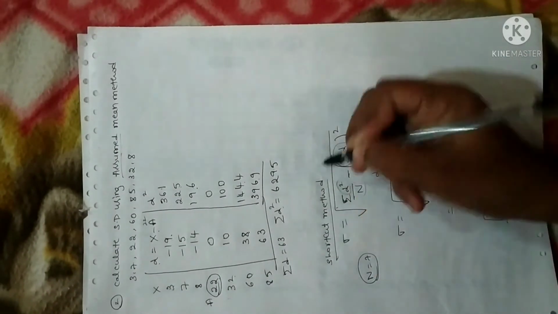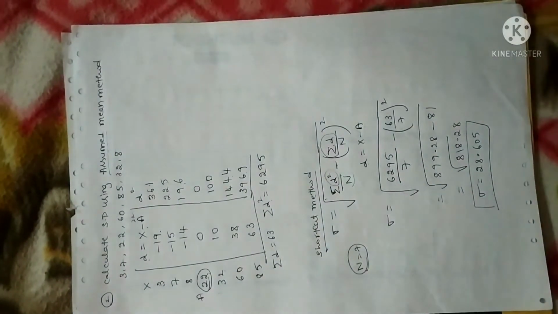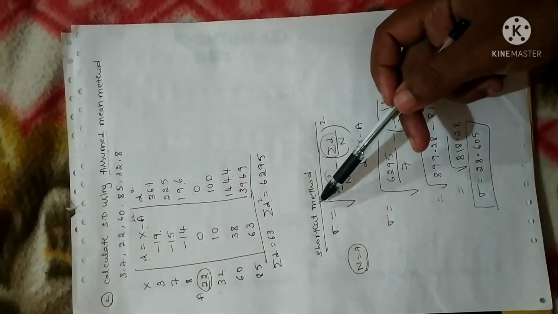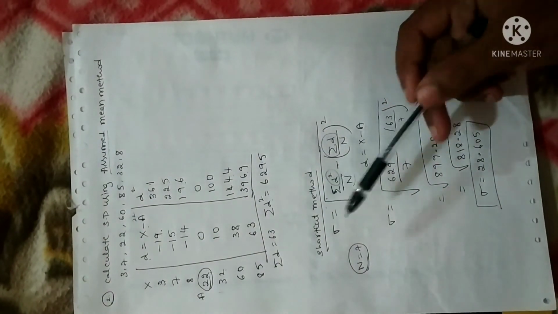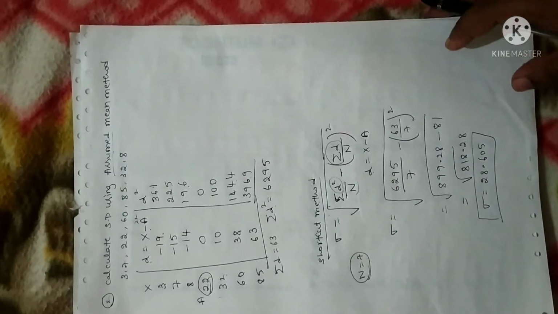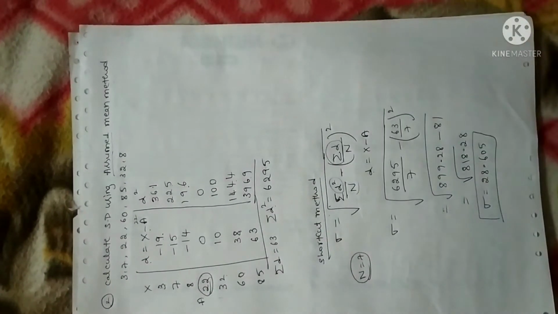So I have used the shortcut method of the assumed mean method. As I already told you, in the assumed mean method you have two cases. Either you can do it by the shortcut method or you can do it by step deviation. You will get the same answer. So I have used the shortcut method. Hope it is clear.